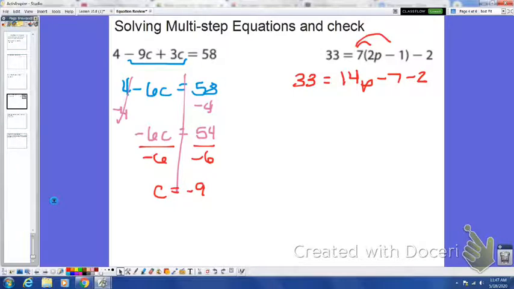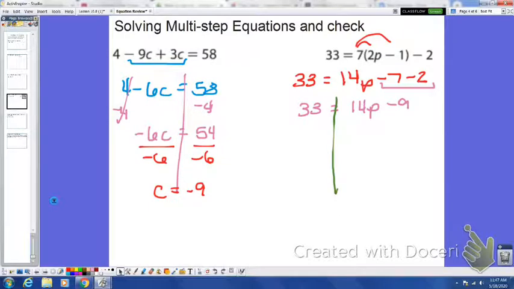I can still simplify further. I see I have two constants here. So 33 equals 14p. Now negative 7 minus 2 would give us a negative 9, so minus 9. Double check, 33 equals 14p minus 9. There's no more simplifying I can do. So now we hop into solving.